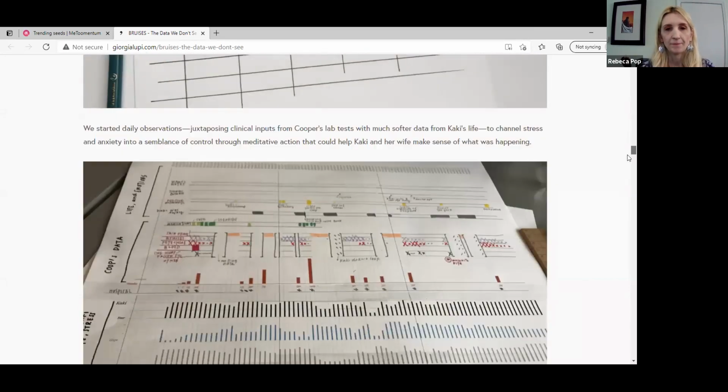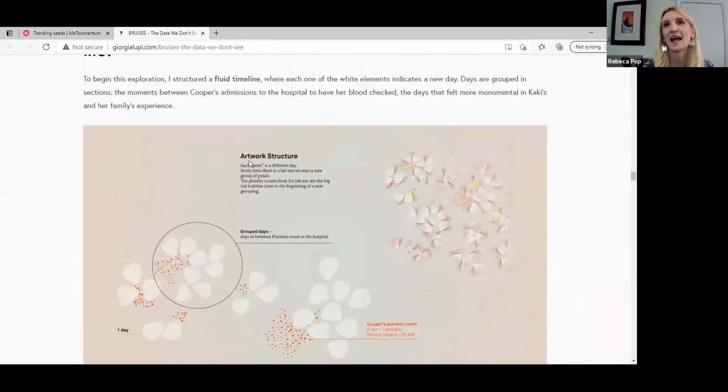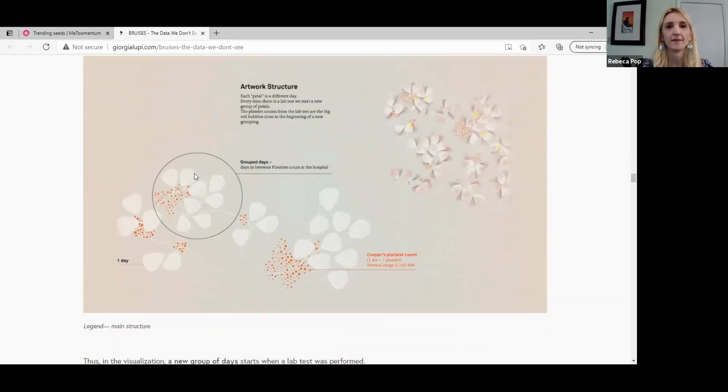But I'll walk you through how the data is encoded. So it starts here, and you see it's not called the legend as we would call it with the regular graph. It's called artwork structure. So it's closer to art. So each petal is a different day. So you can literally count the number of petals, and that means the number of days. Then every time there was a lab test, a new group of petals starts. For example, here there's a new one, here there's a new one, so on and so forth. Then the platelet counts from the lab tests are the big red bubbles. So this one's here.